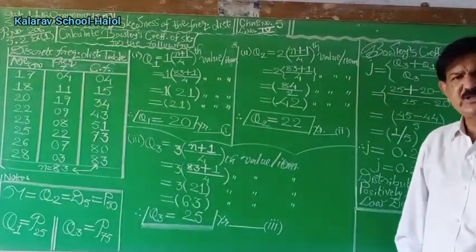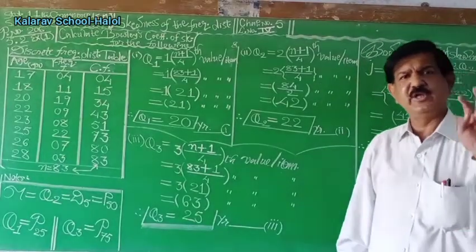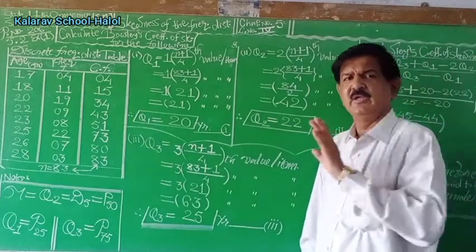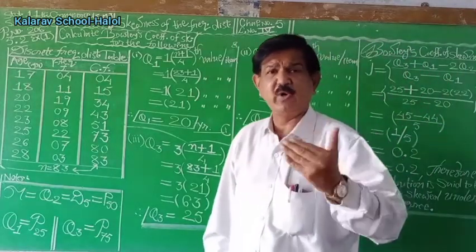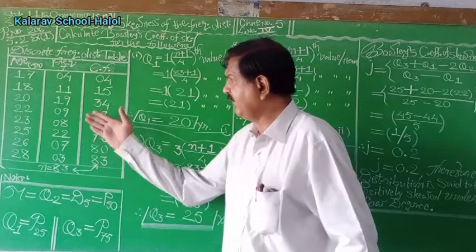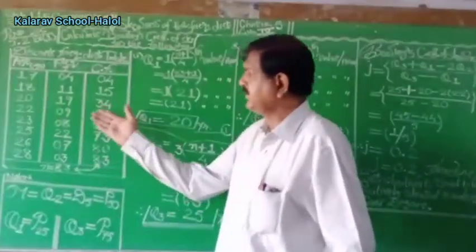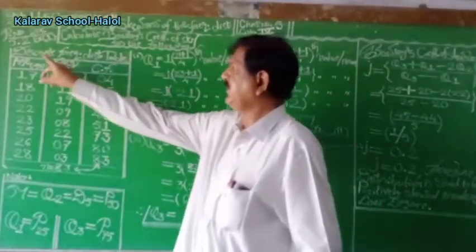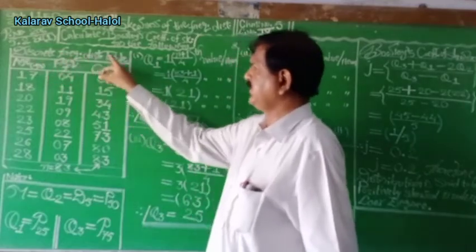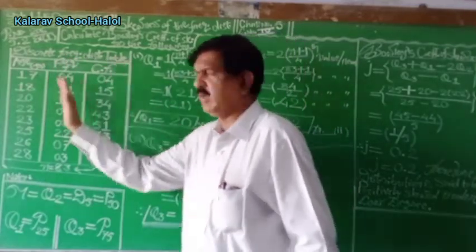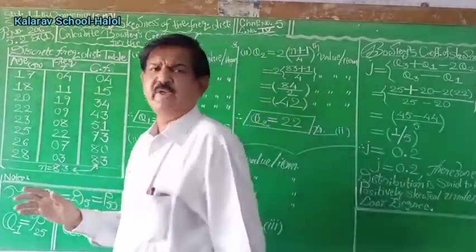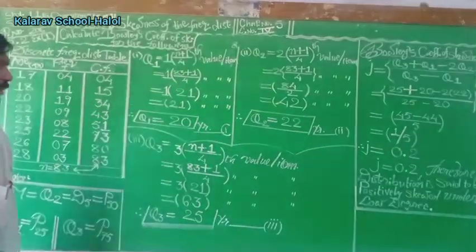See, if Pauli's coefficient is required, then we need Q1, Q2, Q3. It is also known as the quartile coefficient of skewness, and the given frequency distribution is discrete type. So we write the discrete frequency distribution table. Only these three columns are enough, right? Now the calculation of Q1, Q2, Q3.